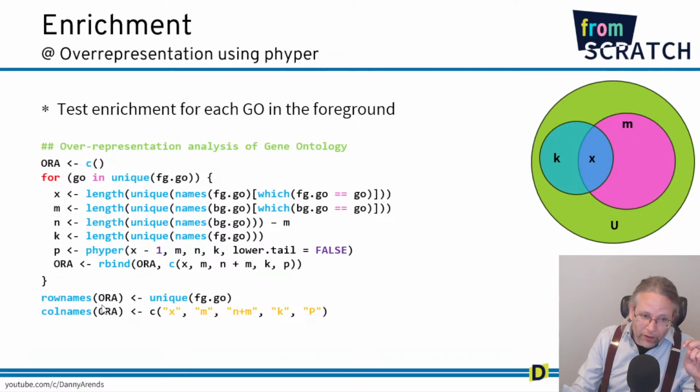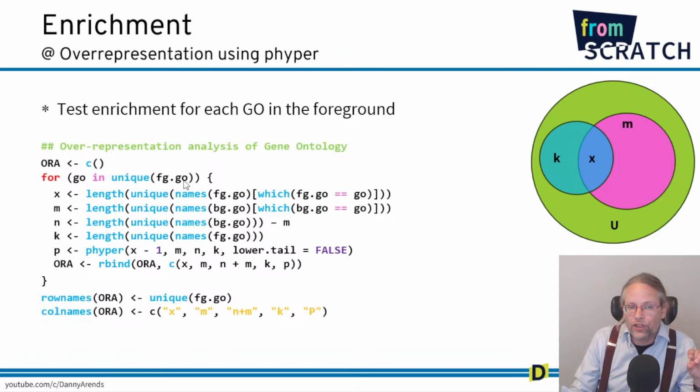So then it will take the row names of the overrepresentation analysis. The row names of the overrepresentation analysis, I'm going to set to the unique FG foreground geo terms, because that's what I was iterating through. And then I'm going to add column names to remember what's in each column. So I'm going to say X, M, N plus M, K, and P, because those were the values that I computed. So those are the values here. I could have just called this one U, but I like N plus M. And why did I not use M plus N? It's because otherwise I might get confused and select the wrong column. But N plus M seems to be okay.